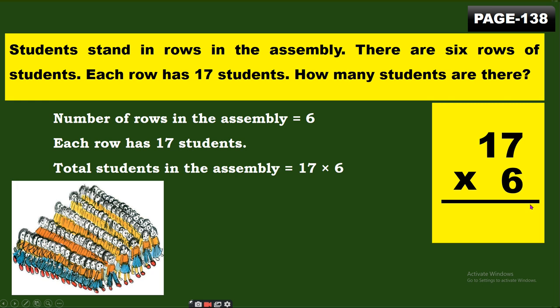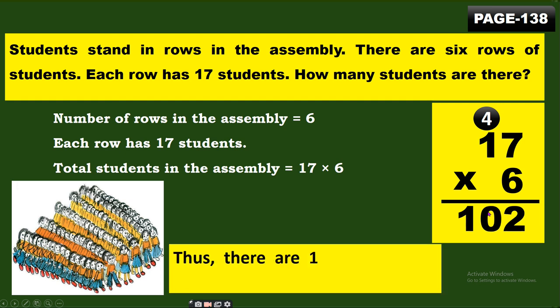So, 17 multiplied by 6, हम इस तरीके से करेंगे. First, 6 7s are 42. 2 यहां लिखेंगे, 4 कैरी फॉरवर्ड होगी यहां पे. And 6 ones are 6 and 6 plus 4, 10. So our answer is 102. Thus, there are 102 students in the assembly. Next question.